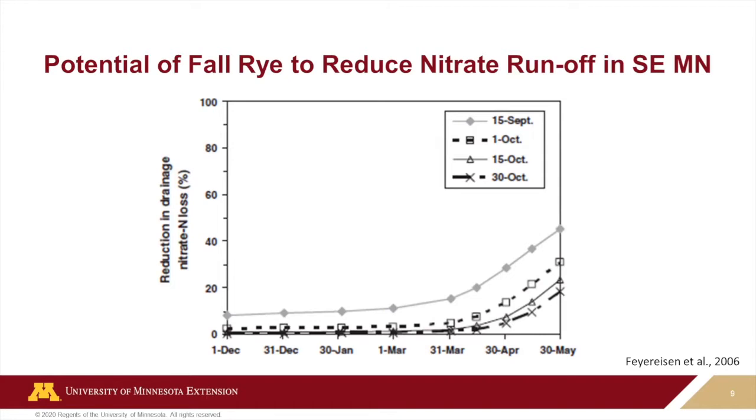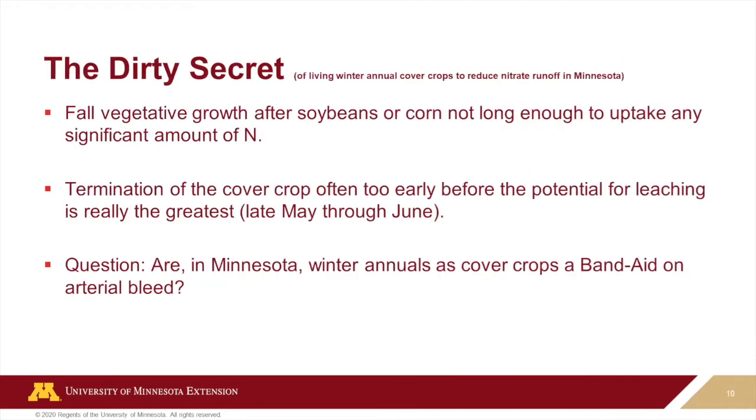So given those constraints, are winter annuals as a cover crop a Band-Aid on an arterial bleed? Because we have to recognize this is one of the most extreme climates to farm in. We can be minus 40 in January, in Celsius or Fahrenheit, because that's the equivalent, and we can be a frickin' 100 degrees 4 months later.